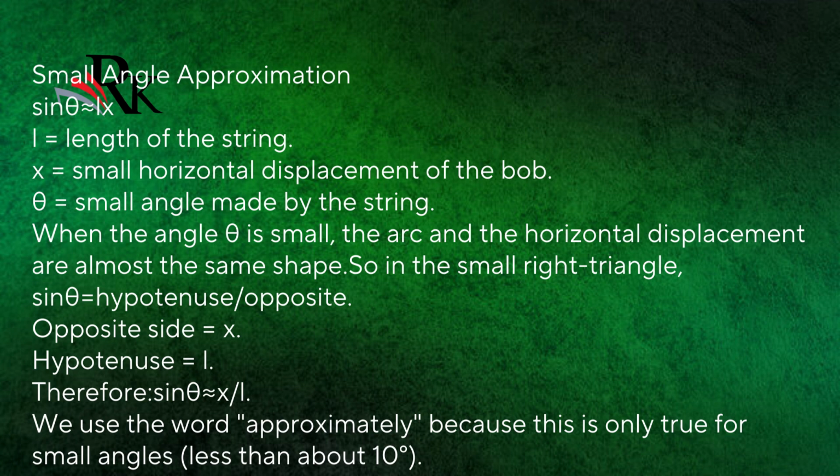Small angle approximation. Sine theta approximately equals x over L. In the pendulum diagram, L equals length of the string, x equals small horizontal displacement of the bob, and theta equals small angle made by the string. When the angle theta is small, the arc and the horizontal displacement are almost the same. So in the small right triangle, sine theta equals opposite over hypotenuse. Opposite side equals x. Hypotenuse equals L. Therefore, sine theta equals x over L. We use the word approximately because this is only true for small angles, less than about 10 degrees.